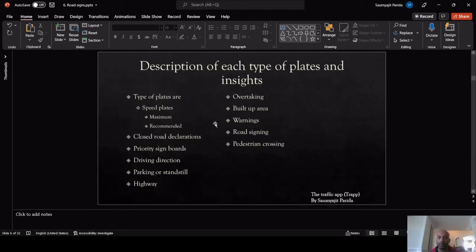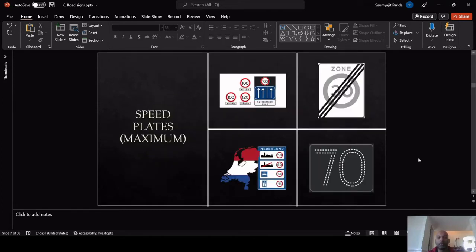There are different types of plates. There are speed plates, plates related to closed road declarations, priority signboards, driving direction, parking, highway, overtaking, built up area, warnings, road signing, pedestrian crossing signboards. So all these signboards, initially one may think it's overwhelming with information, but it is not. As I said, all the signboards are self-intuitive, and just looking at it you can know what it means. So starting with the speed plates, easy peasy.